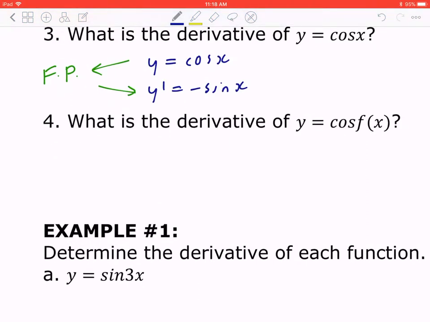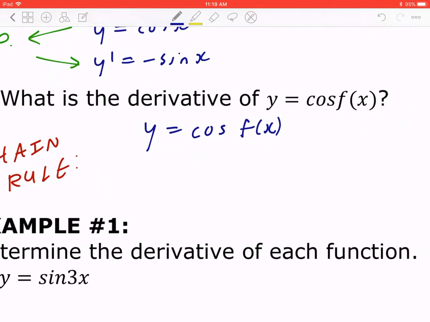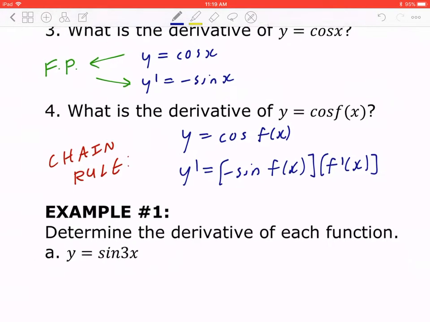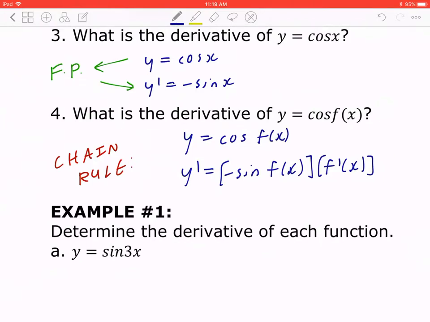Number 4, what is the derivative of y equal to cosine f of x? Again, just like number 2, you can apply the chain rule, and in this case, if y equals cosine of a function, let's call this f of x, the derivative is going to be y prime, which equals negative sine of f of x times f prime of x. And again, you can put some square brackets to separate those two ideas, just like that.